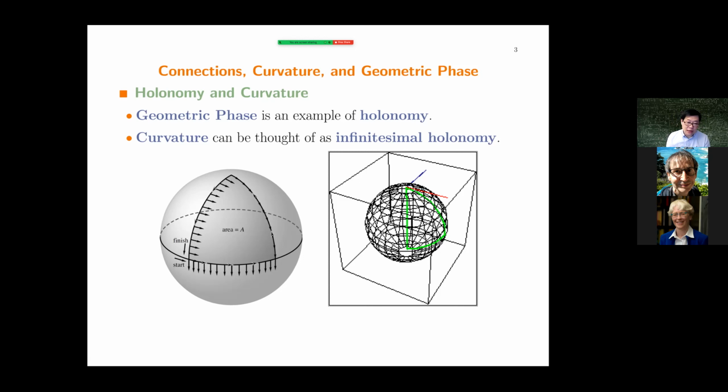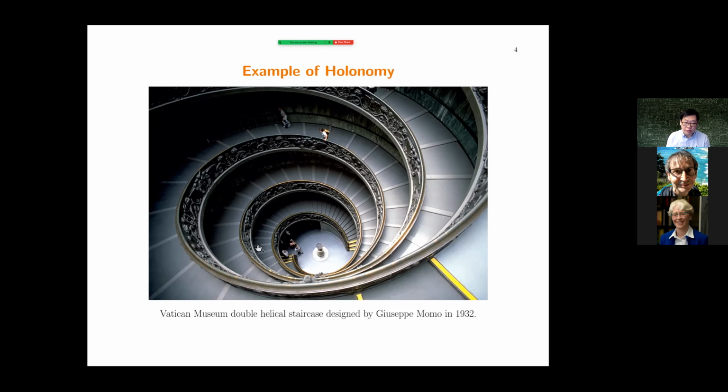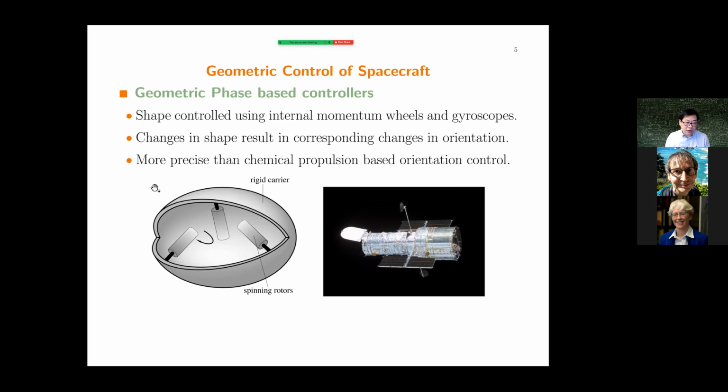Other examples of this kind of holonomy are, for example, a spiral staircase. You move in a way such that the projected motion on the XY plane is a circle, but you're constrained to be on the spiral staircase. As a consequence, your total motion involves a translation in the Z direction as well. That's another simple example of this, and it can be applied to things like control of satellites. This is the Hubble Space Telescope, and you can control its orientation using internal momentum wheels.